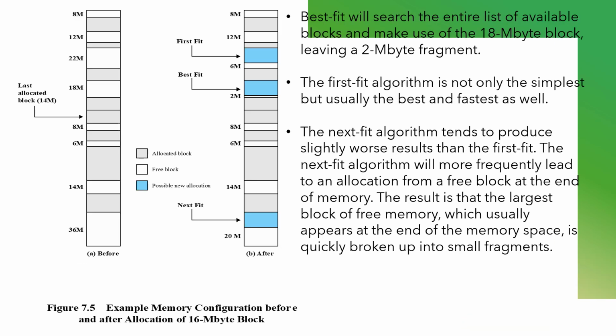Figure 7.5 shows an example of memory configuration after a number of placements and swapping out operations. The last block that was used was a 22 megabyte block from which a 14 megabyte partition was created. The figure shows the difference between the best, first, and next fit placement algorithms in satisfying a 60 megabyte allocation request. Best fit will search the entire list of available blocks and make use of the 80 megabyte block, leaving a 2 megabyte fragment. First fit results in a 6 megabyte fragment, and next fit results in a 20 megabyte fragment.